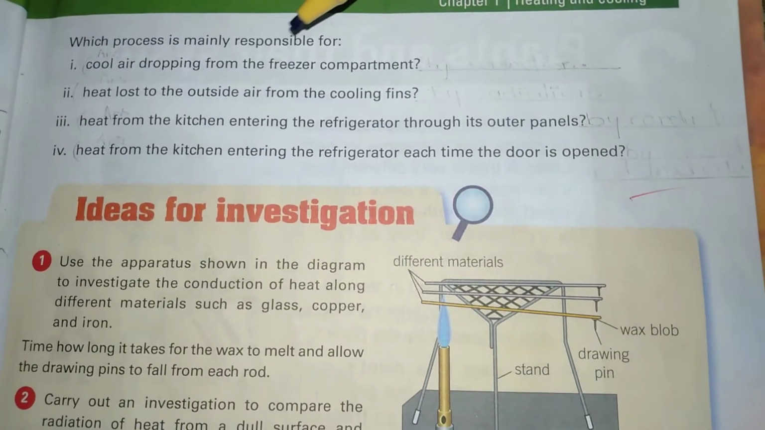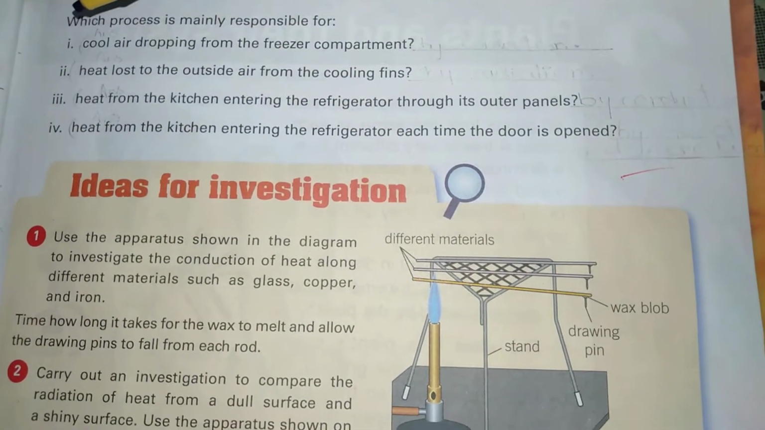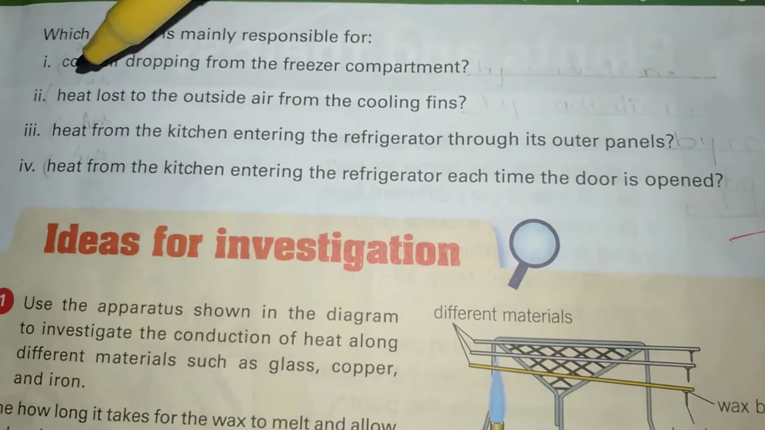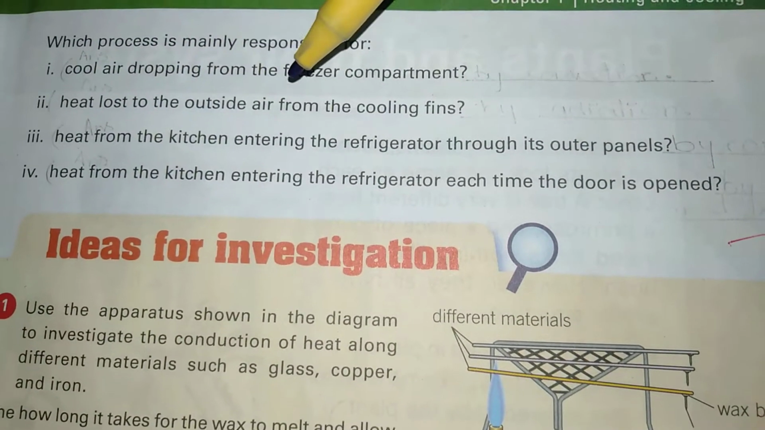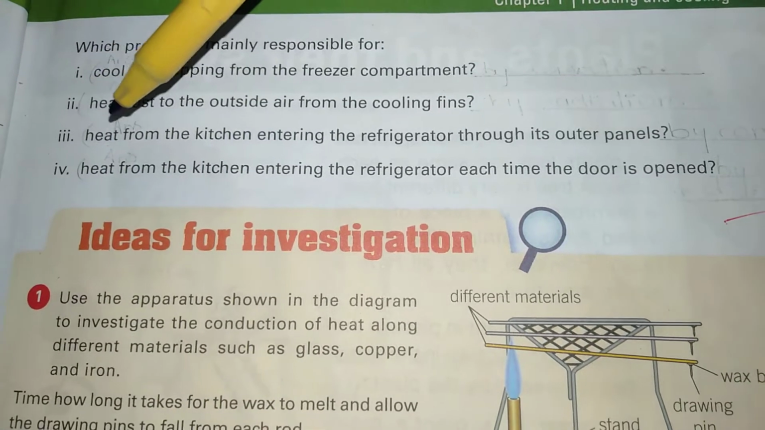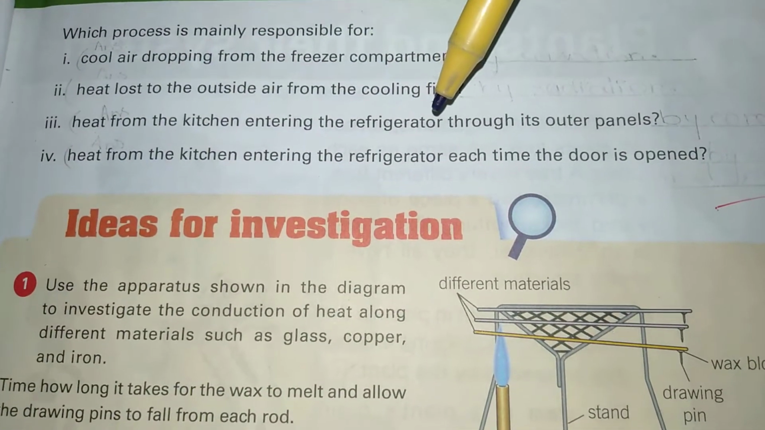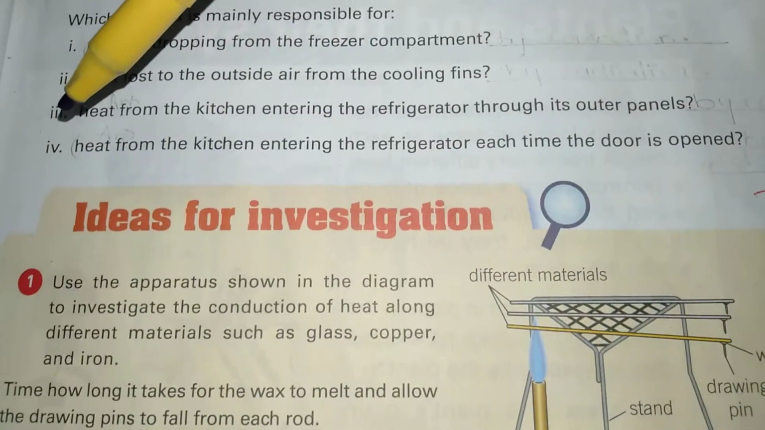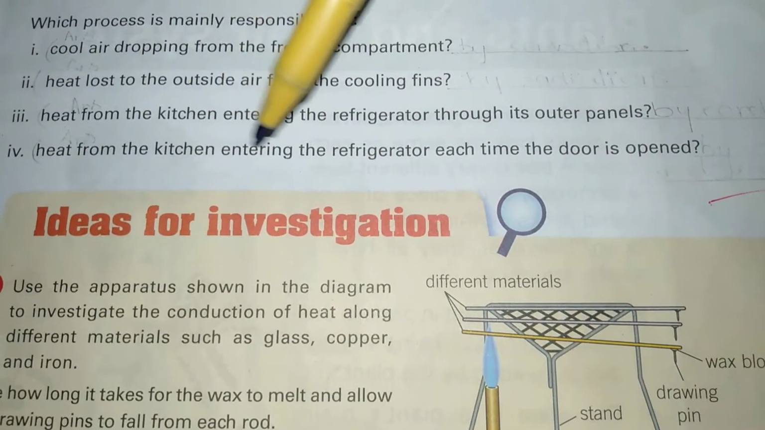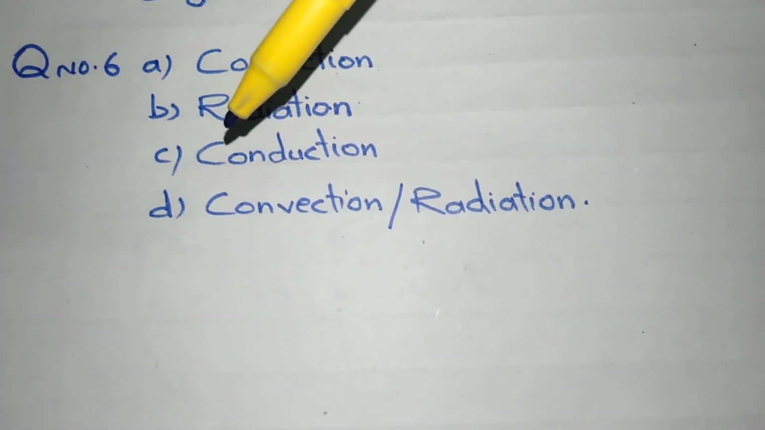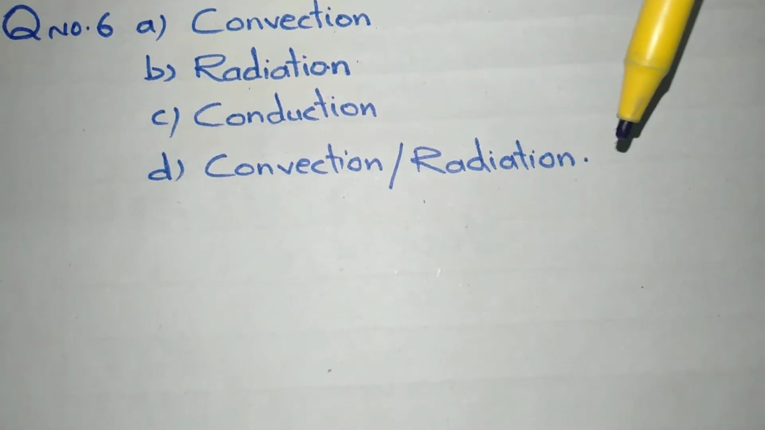Which process is mainly responsible for number 1, cool air dropping from the freezer compartment? The answer is convection. Part 2, heat loss to the outside air from the cooling fins. Answer is radiation. Part 3, heat from the kitchen entering the refrigerator through its outer panels. The answer is conduction. Part 4, heat from the kitchen entering the refrigerator each time the door is opened. Answer is convection and radiation.